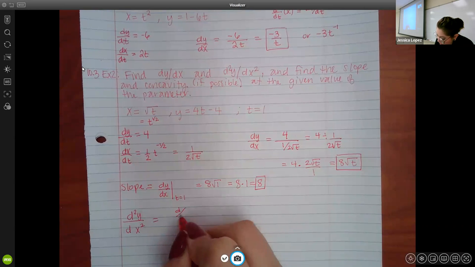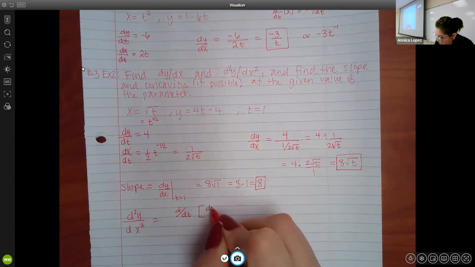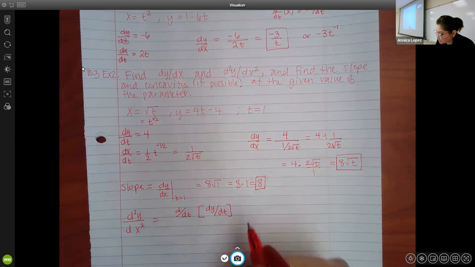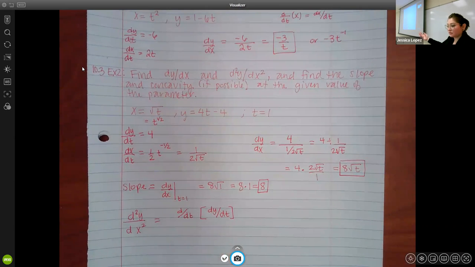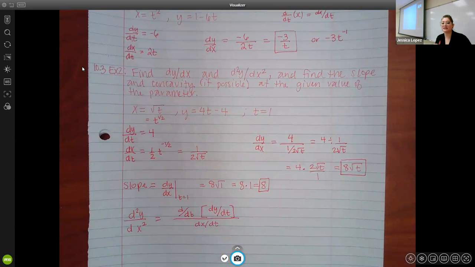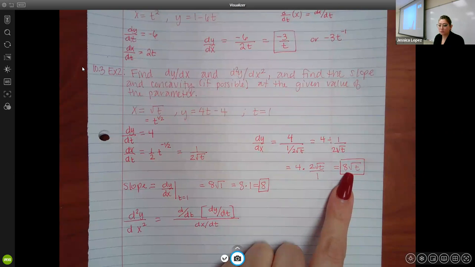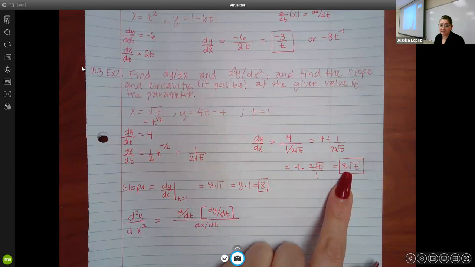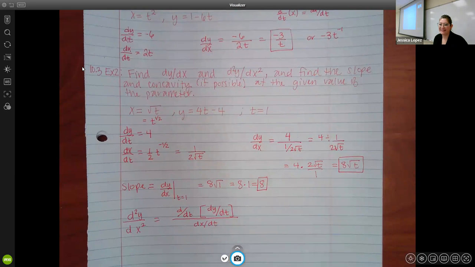You take the derivative with respect to time of dy/dt, so you take the derivative of a derivative, and that's where the second derivative comes from. But at the bottom, you just use the original dx/dt. You're not going to take the derivative of dx/dt. If you don't use this formula and all you do is take the derivative of dy/dx, you will not get the correct answer. I know, because I just automatically do it, and then it has a red X and I'm like, oh yeah, there's a formula for this.